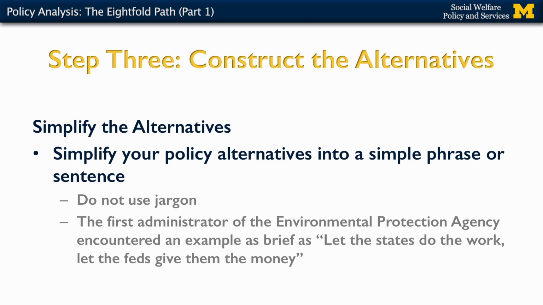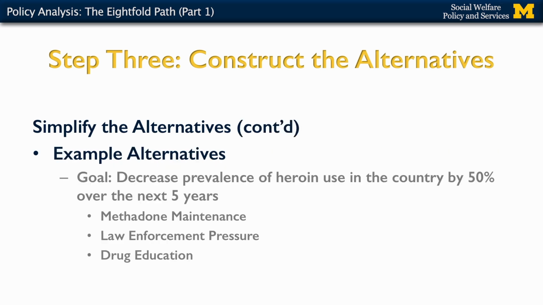So a quick example, the first administrator of the Environmental Protection Agency got a policy brief that said, let the states do the work, let the feds give them the money. That was it. Their statement of an alternative should be as simple as that. An example goal, if we wanted to take a look at heroin use, would be decrease prevalence of heroin use in the country by 50% over the next 5 years. And looking at different alternatives, we could look at methadone maintenance, law enforcement pressure, or drug education as potential policy options to solve this problem.